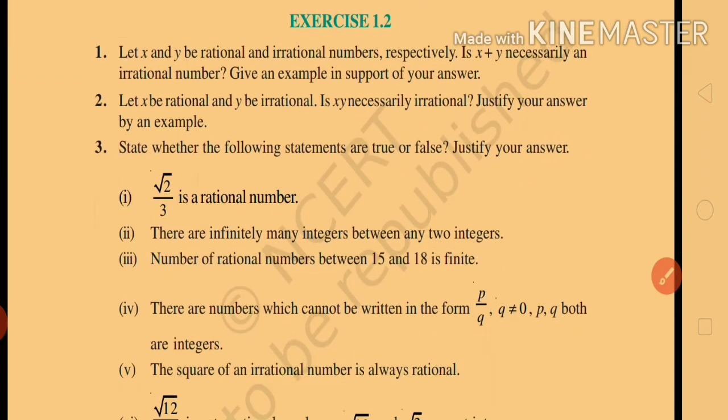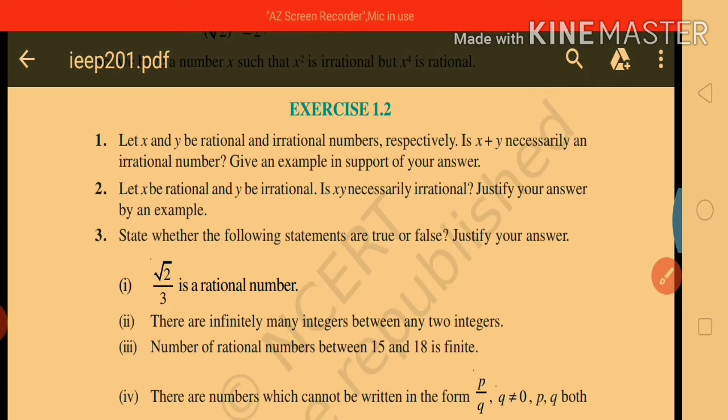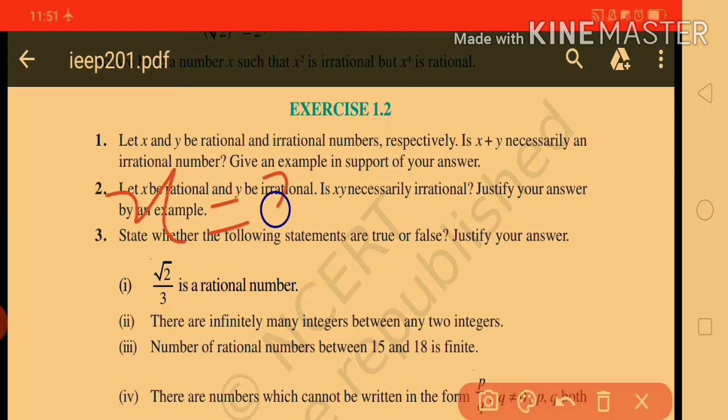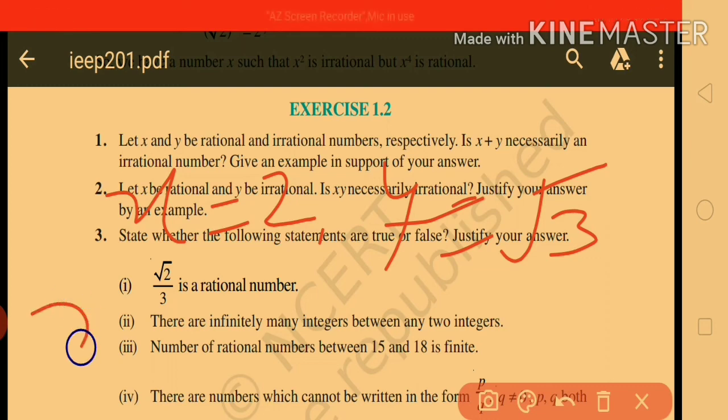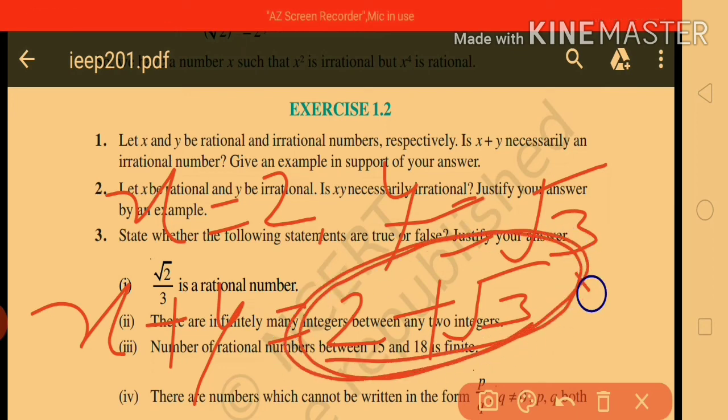So come to exercise 1.2. See first question. Let x and y be rational and irrational numbers. Let us take x rational like 2, y irrational like root 3, or any number you can choose here. So find x plus y. X plus y will be equal to 2 plus root 3, which is an irrational number. So it is 2 plus root 3, that is an irrational number again.